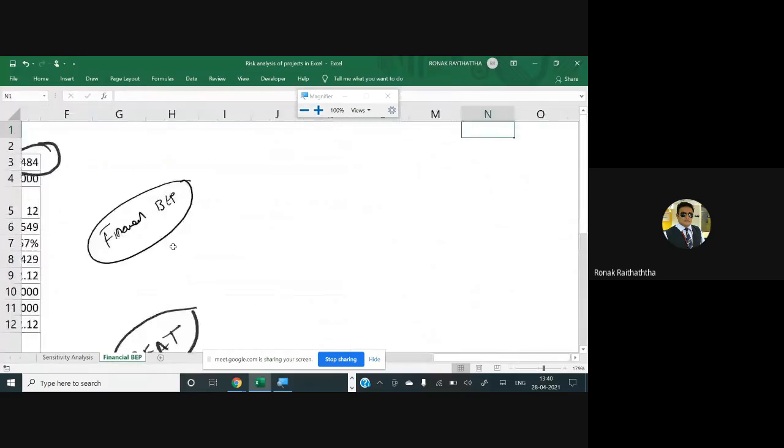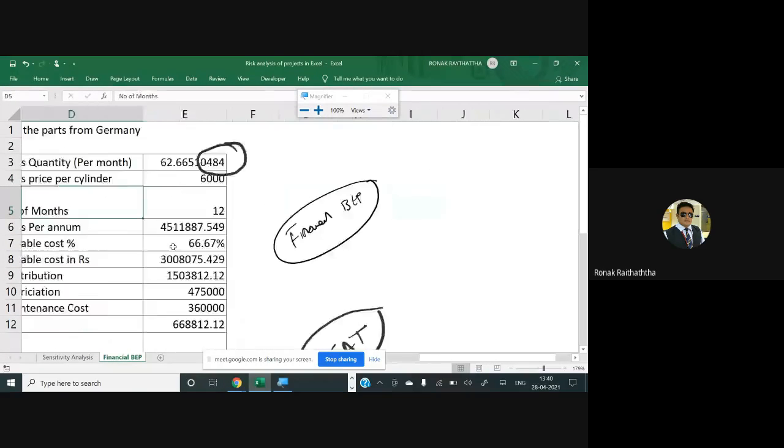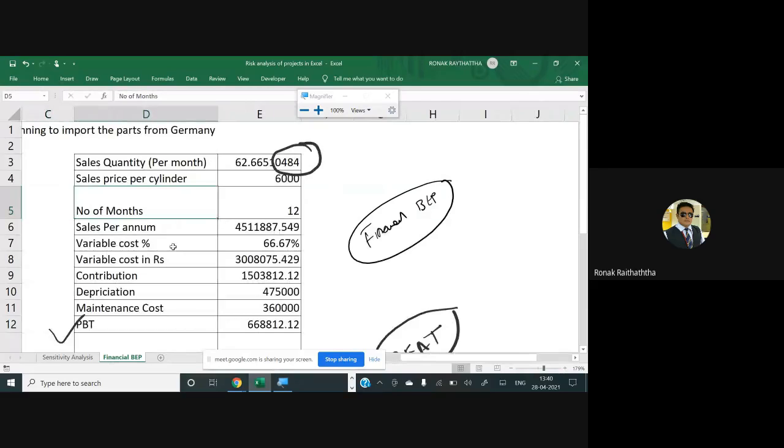Now, in the similar fashion, from this data, if I tell you that I require at least the net present value of 3 lakhs because I might be having a different project in my hand which is offering me the net present value of 3 lakhs. Then if I expect the 3 lakhs as the expected NPV, then what should be my quantity of sales, or I may say what should be my sales quantity per month?